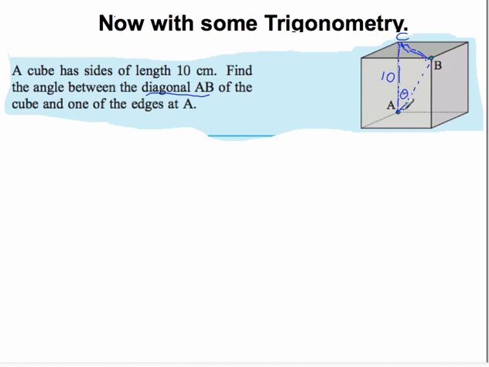And we need one more side length in order to figure this out. Now this is a right angle. Okay, that's a right angle. We have a right angle triangle, and we need to find this length. If we find this length, then we can find the angle, because we'll have two side lengths and we can use trigonometry to find the angle.